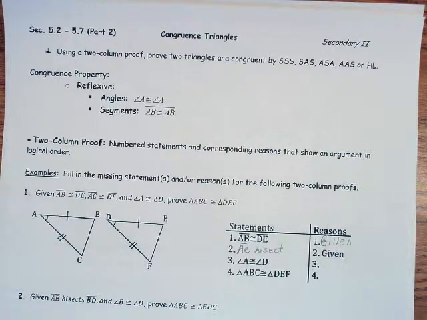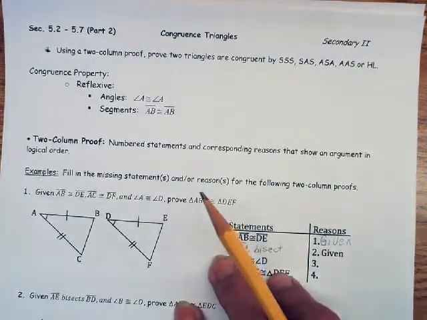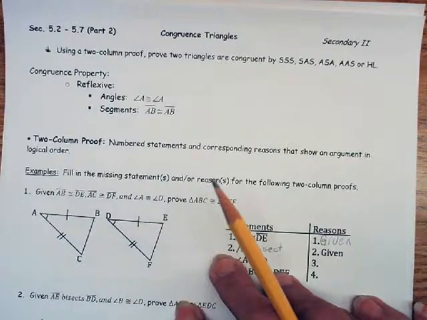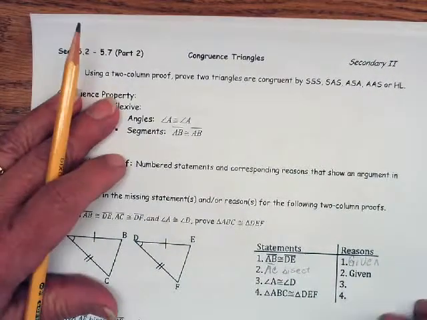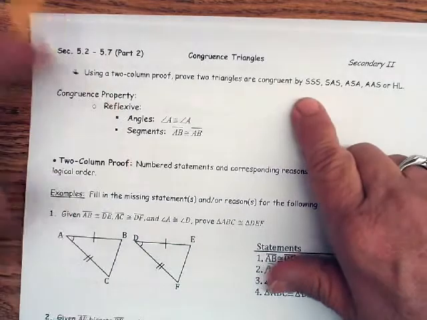Hello, this is Secondary Math 2. Today we are doing notes for section 5.2 through 5.7, Part 2. And we're going to be using two-column proofs to prove triangles are congruent.